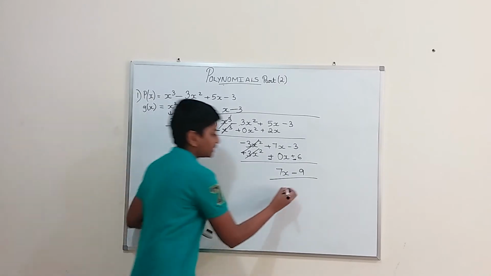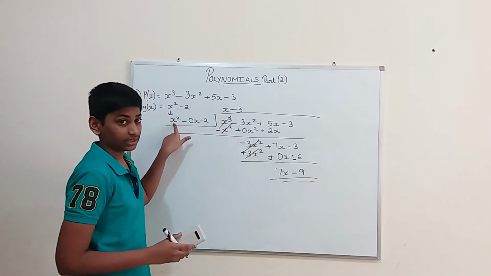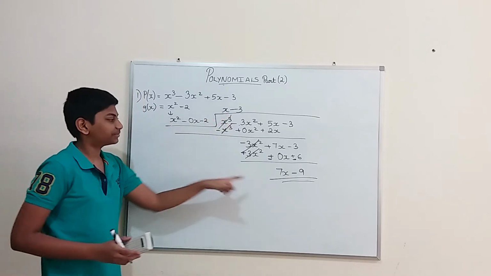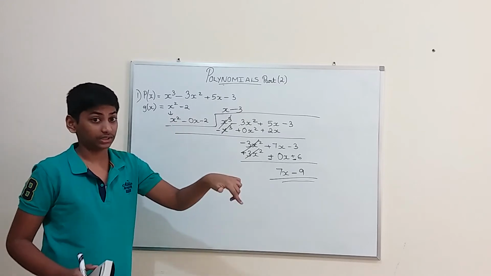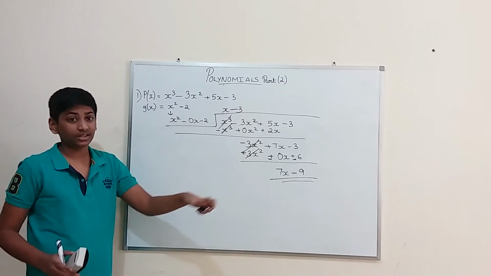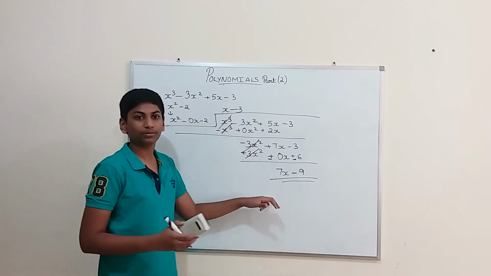So this is our answer. Further we cannot move because over here it is x square. We cannot multiply it by something to give 7x. If we multiply by 7 we'll get 7x square. We cannot make it 7x, right? So we'll just leave it over here because this is the end, because we cannot move it further.